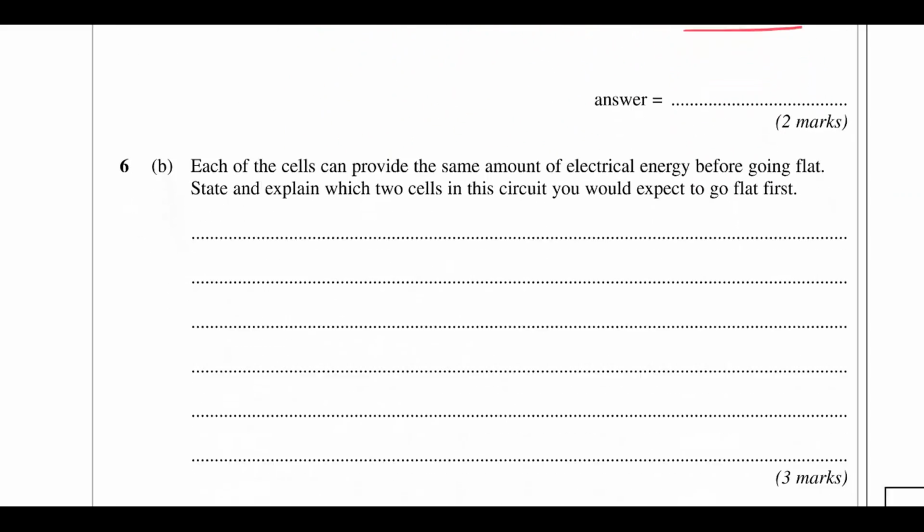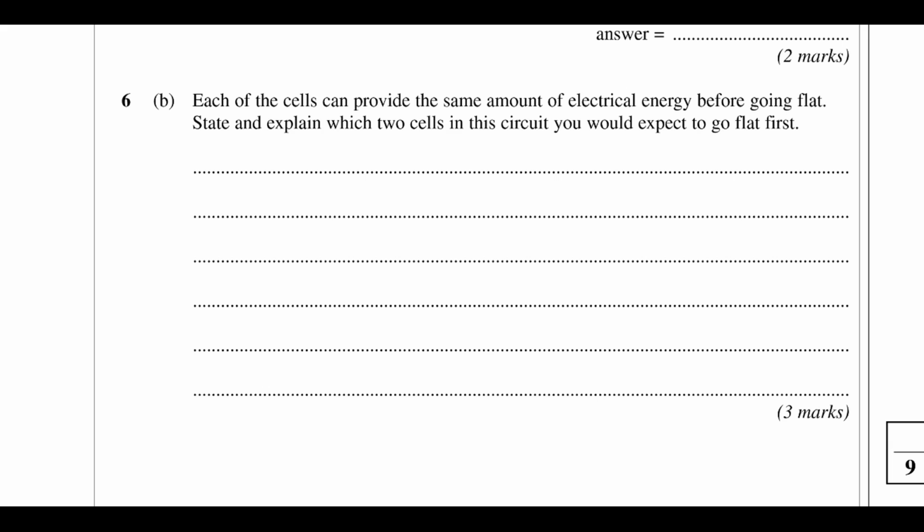Each of the cells can provide the same amount of electrical energy before going flat. State and explain which two cells in the circuit you'd expect to go flat first. The ones I expect to go flat first are C and D at the same time, because the current passing through C and D is double that of A and B. So that would be the first point I'd make.